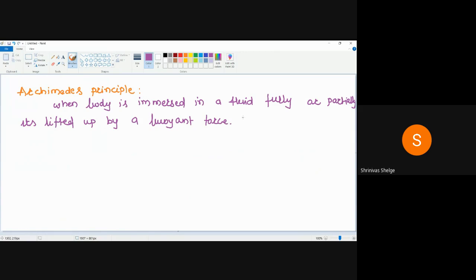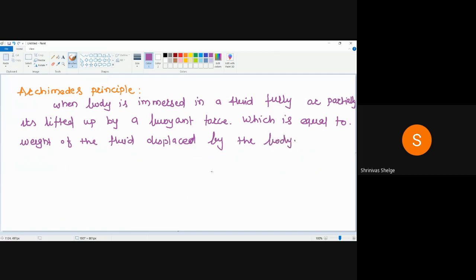So how much force is acting on that body when it is immersed in the fluid fully or partially, and which is equal to the weight of the fluid displaced by the body.